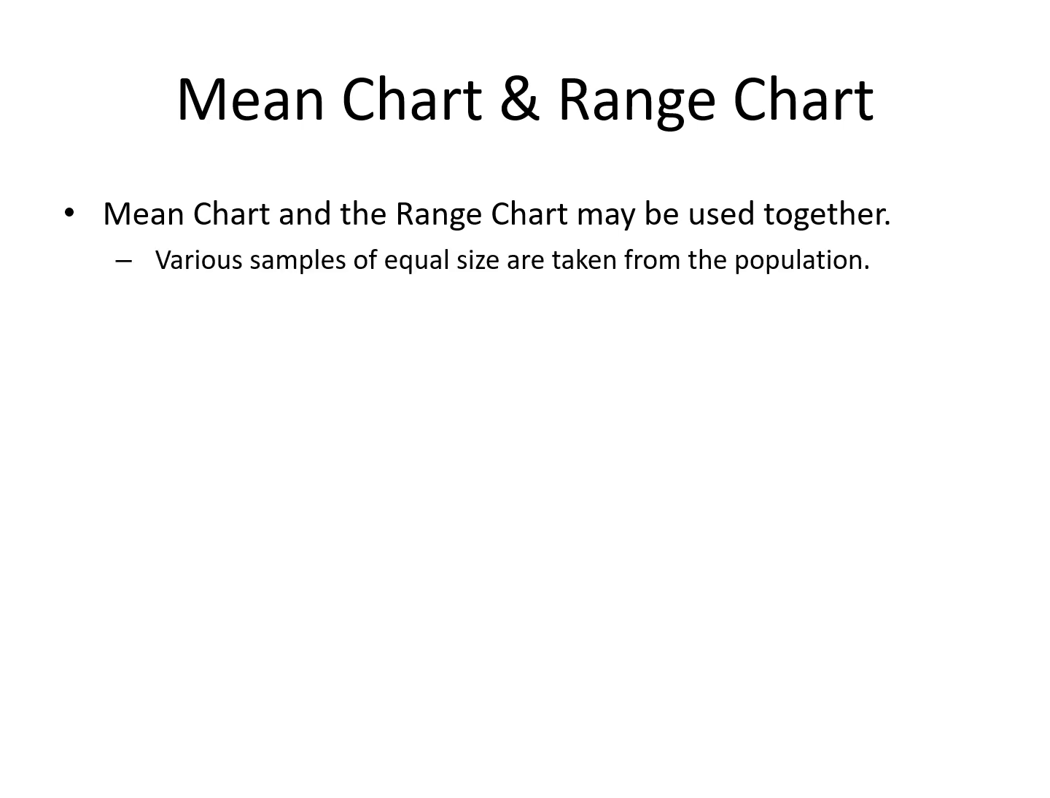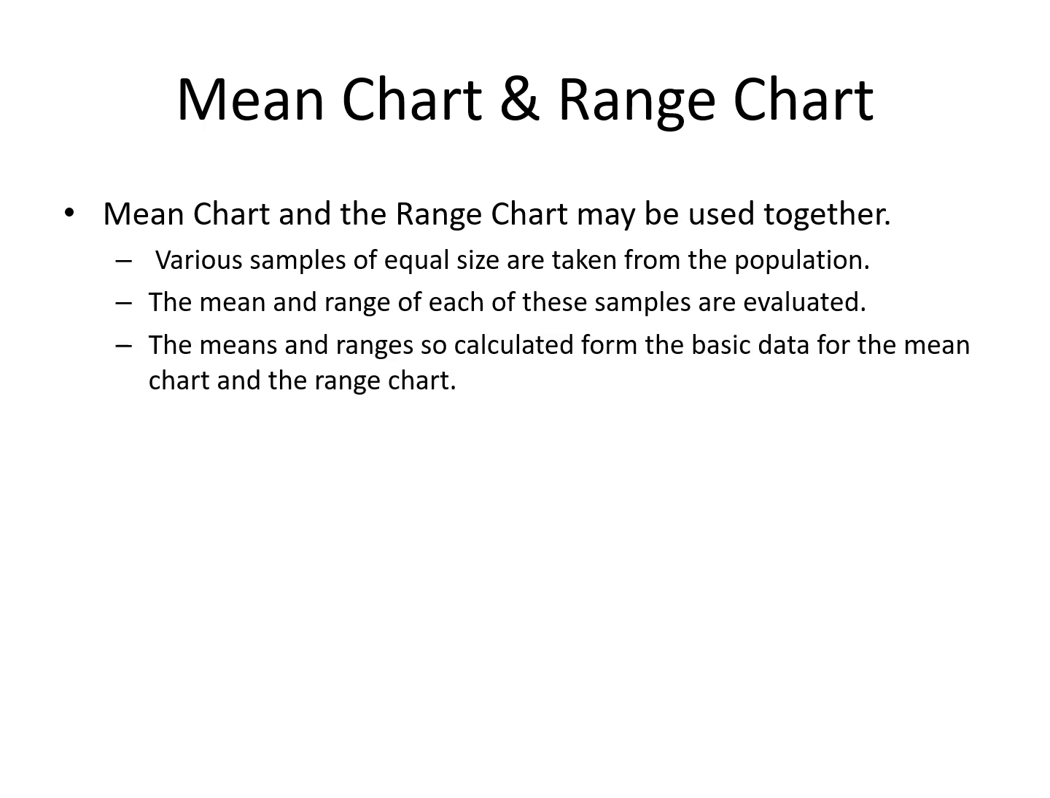To construct these charts, we need to take various samples of equal size from the population. We do not depend only on a single sample; rather we take many samples of equal size from the population at different instances. The mean and range of each of these samples are then evaluated. These means and ranges, so calculated, form the basic data for the mean chart and the range chart.